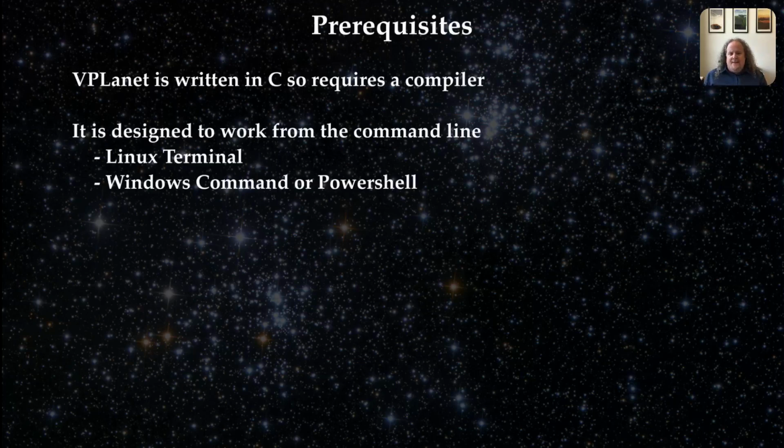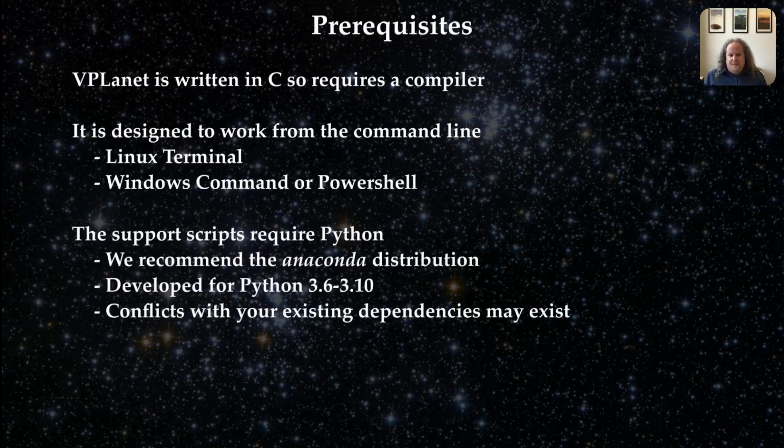The next requirement is a command line interface. On Linux boxes and Macs, this is just the terminal window, while on Windows you'll need to have the command prompt or PowerShell window to run VPLanet. For Windows users, however, we do strongly recommend running VPLanet on the Windows Subsystem for Linux, which is available for free from the Microsoft Store.